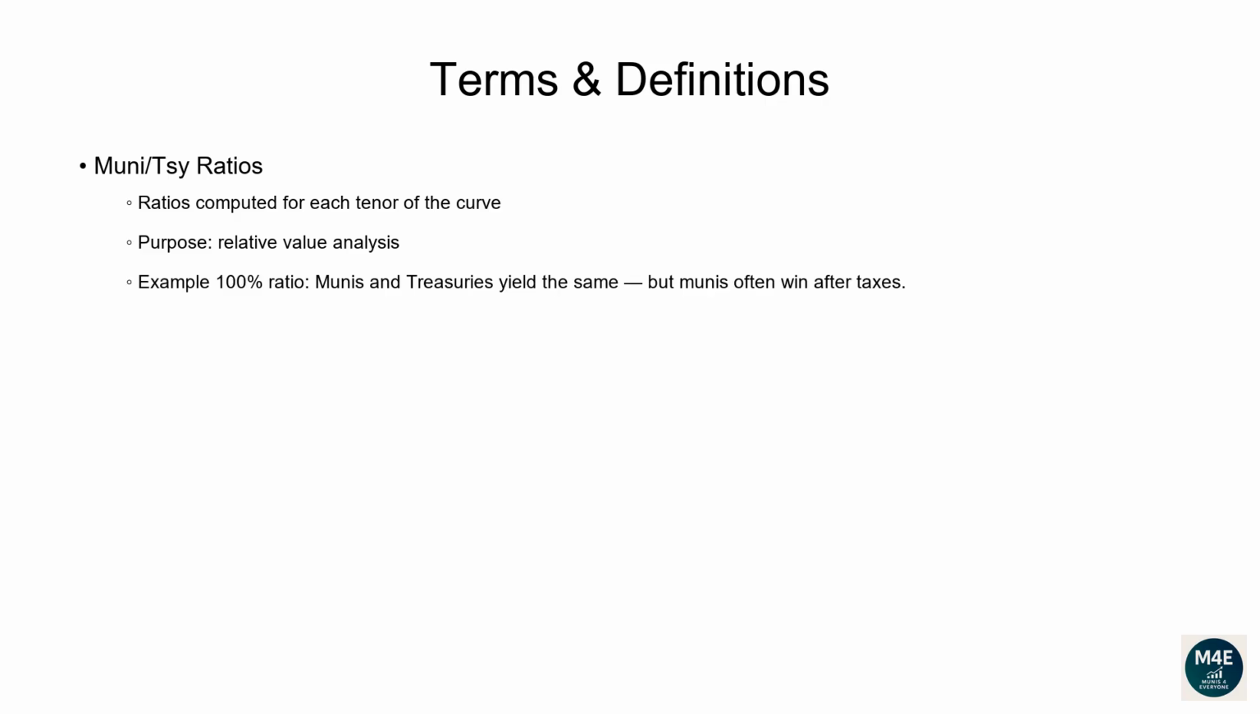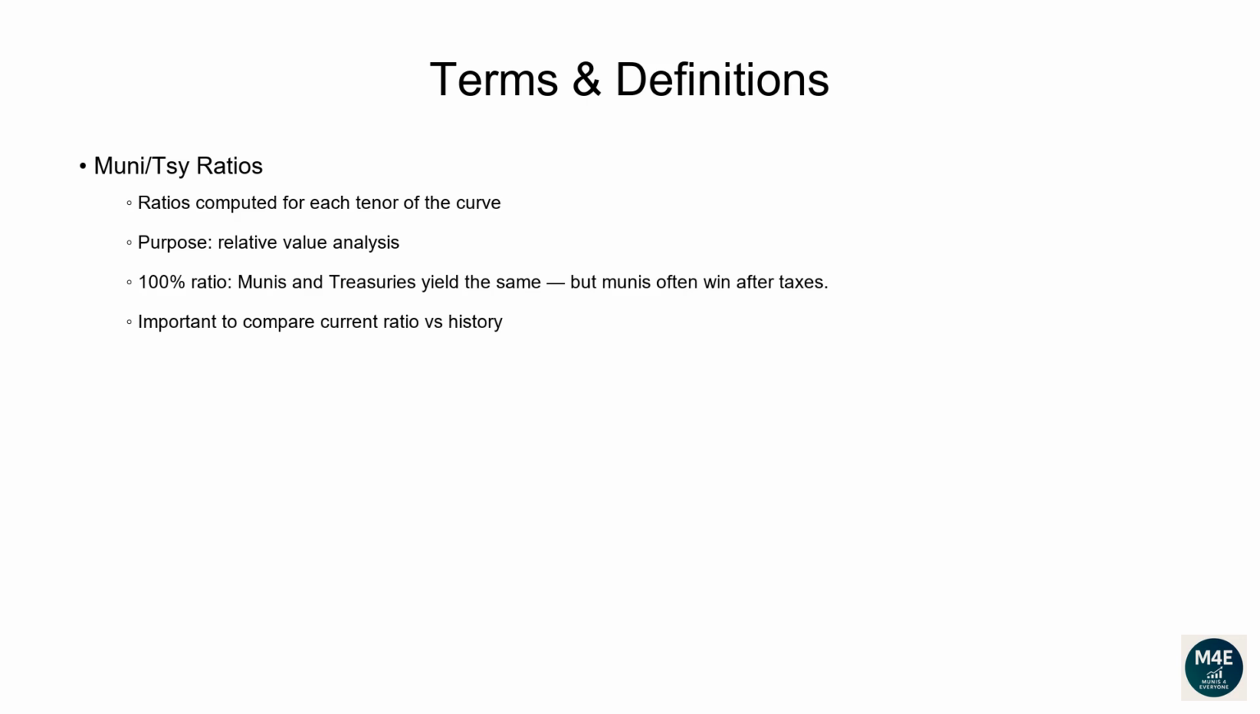If, for example, the 30-year ratio is 100%, that means the 30-year tax-exempt muni yield is the same as the 30-year treasury yield. However, the treasury yield is taxed, whereas the muni yield usually is not. Hence, in this case, you'd be better off holding a muni bond.